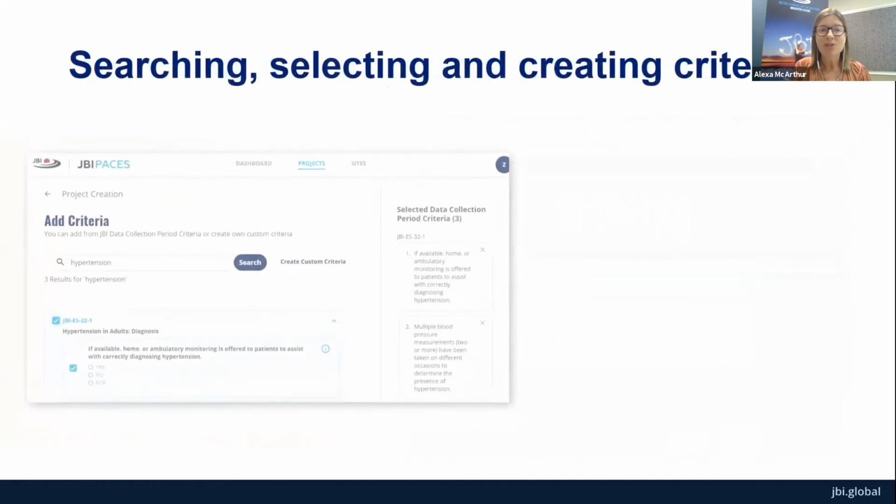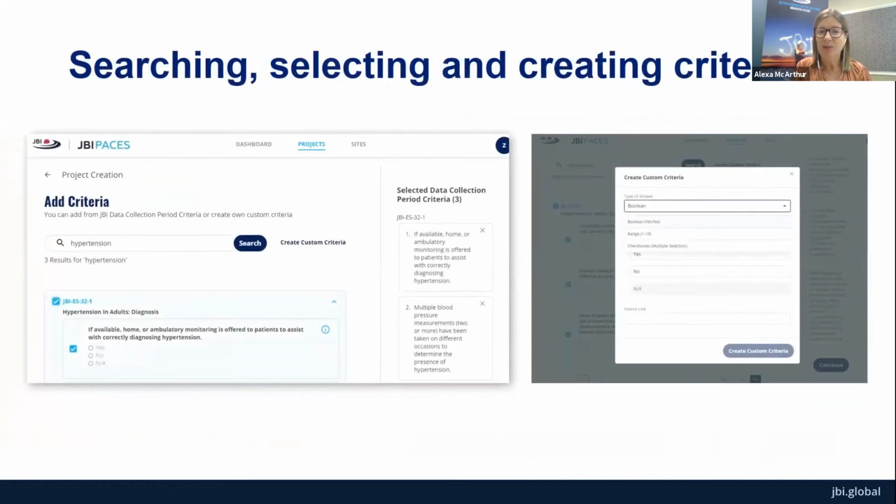So you're able to search, select and create audit criteria. Within JBI PACES, you can access the database of evidence summaries and audit criteria. You can select from these pre-existing audit criteria for your project, but you're also able to add custom audit criteria that might need to be contextualised from within your setting. And there are different types of criteria. It might be Boolean criteria, ranges, or continuous data.